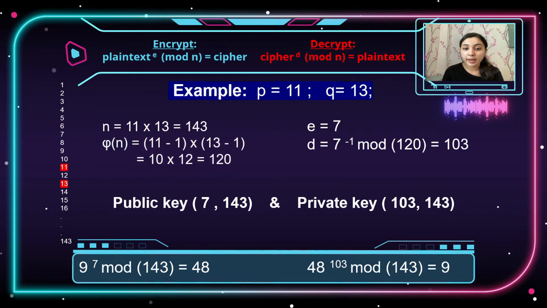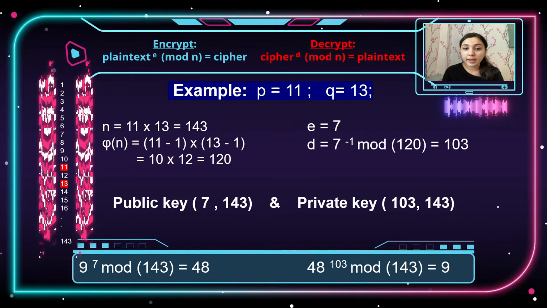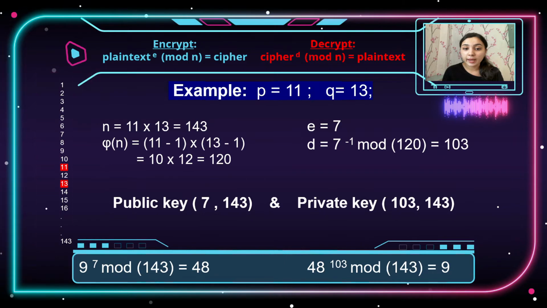There are two ways for us to find it. The first one is a tedious one, and the second one is a quicker one. The first one is just to list down the numbers starting from 1 until the N, which is 143. But the easier way is just to use this formula, which is P minus 1 multiplied by Q minus 1. So we end up with 10 multiplied by 12, and it results in 120. We also can call this number a coprime number.